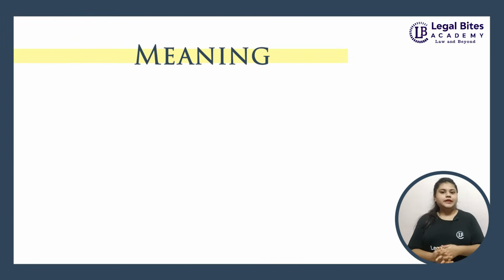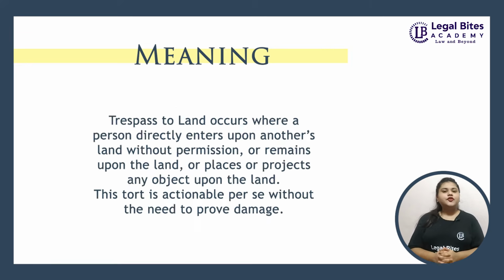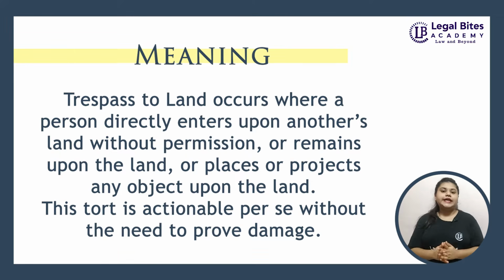Now coming to the meaning of trespass to land. Trespass to land occurs when an individual enters onto another individual's land without their permission or without any legal right to be on the property. Trespass to land is one of the oldest actions known to the common law and can be defined as an unauthorized interference with a person's possession of land.